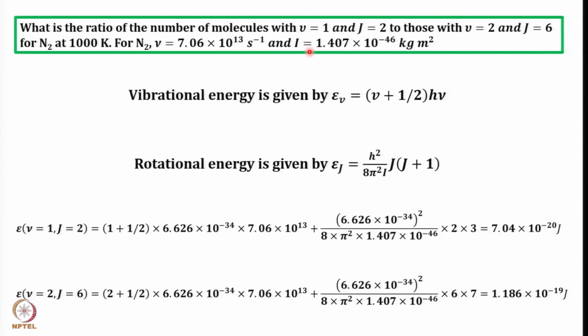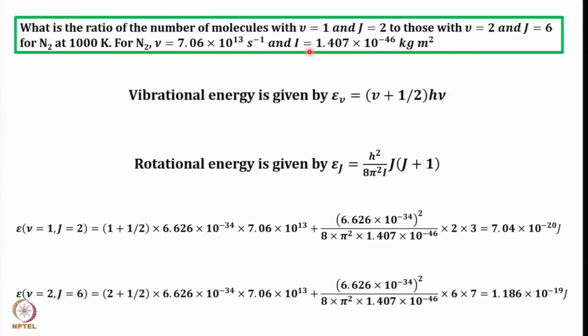If it were only belonging to one set of quantum numbers, things would have been very, very easy. But here, you have to deal with the molecules in which the vibrational quantum number V is equal to 1 and rotational quantum number J is equal to 2. And for the other state, the vibrational quantum number V is equal to 2 and rotational quantum number J is equal to 6. How to now address this kind of problems?